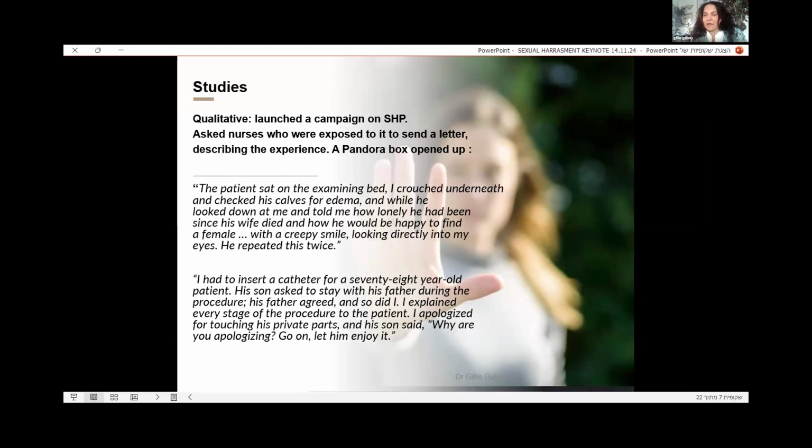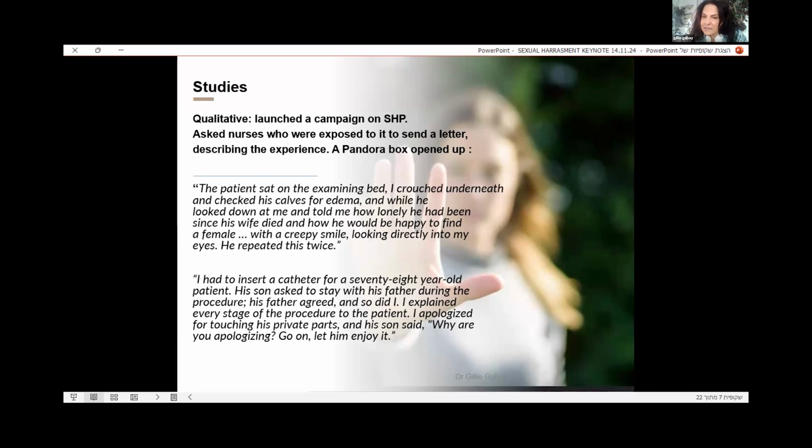The female clinician says, the patient sat on the examining bed. I crouched underneath and checked his calves for edema. And while he looked down at me and told me how lonely he had been since his wife died and how he would be happy to find a female, he looked with a creepy smile directly into my eyes and repeated this twice.